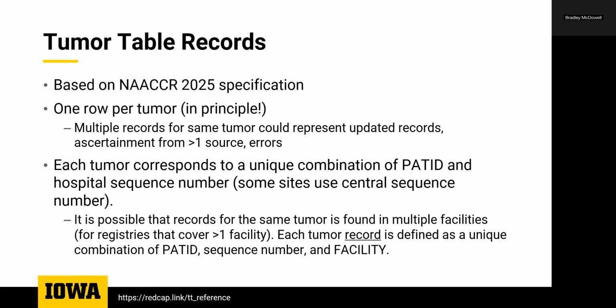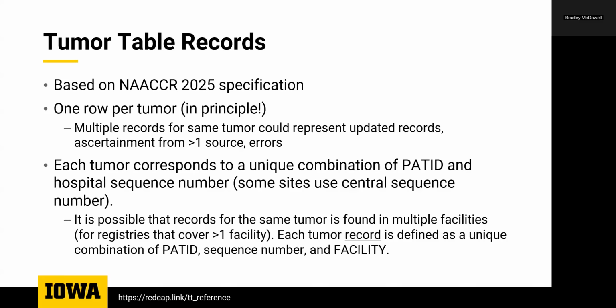Also important, each tumor corresponds to a unique combination of patient ID and hospital sequence number, which is another variable. Some sites use central sequence number, but more sites use hospital ones, just something to keep in mind. It is also possible that records for the same tumor are found in multiple facilities, but that's true for registries that actually cover more than one facility. Each tumor record is defined as a unique combination of patient ID, sequence number, and facility.